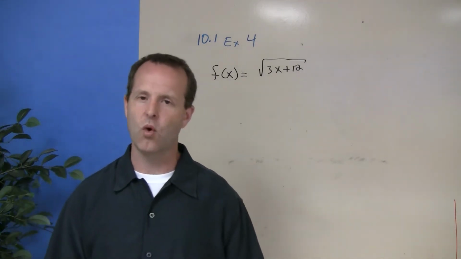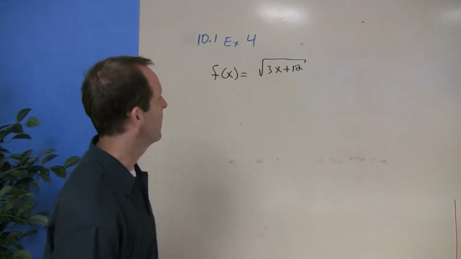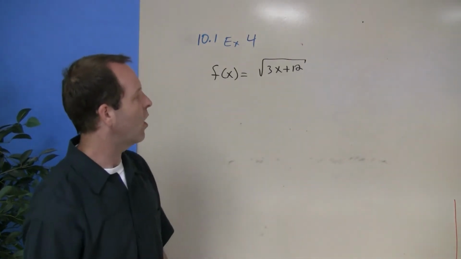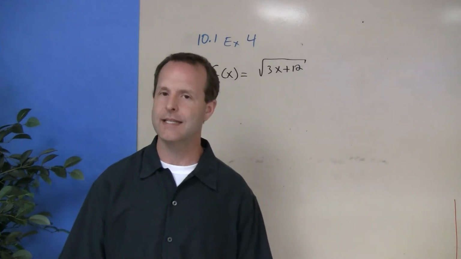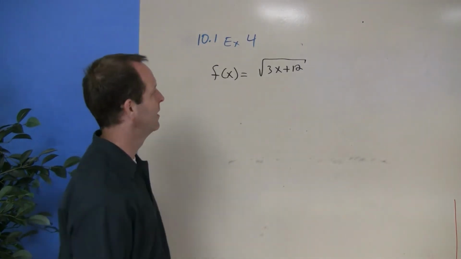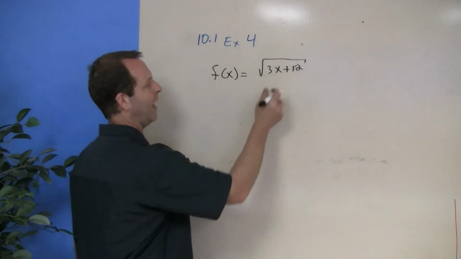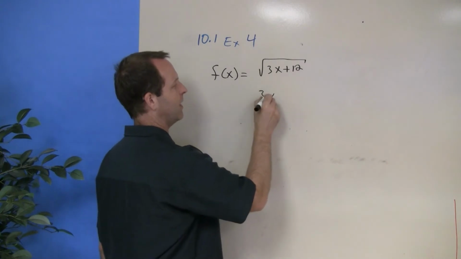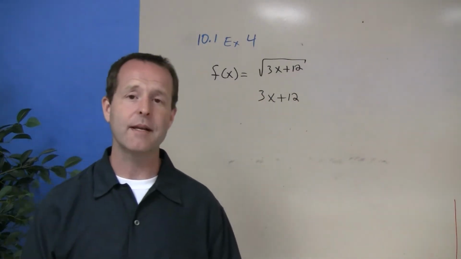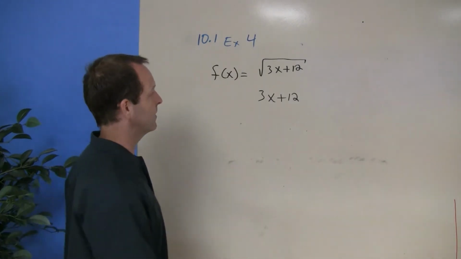The domain means all of the accepted values that don't make the function crash. And to determine that, I know it crashes when 3x plus 12 ever becomes less than 0. It can equal 0, but it can't become less than 0. So I'm going to look at what happens when that's the case. With 3x plus 12, I want to make sure that it never becomes less than 0. So let's find out where it becomes less than 0.